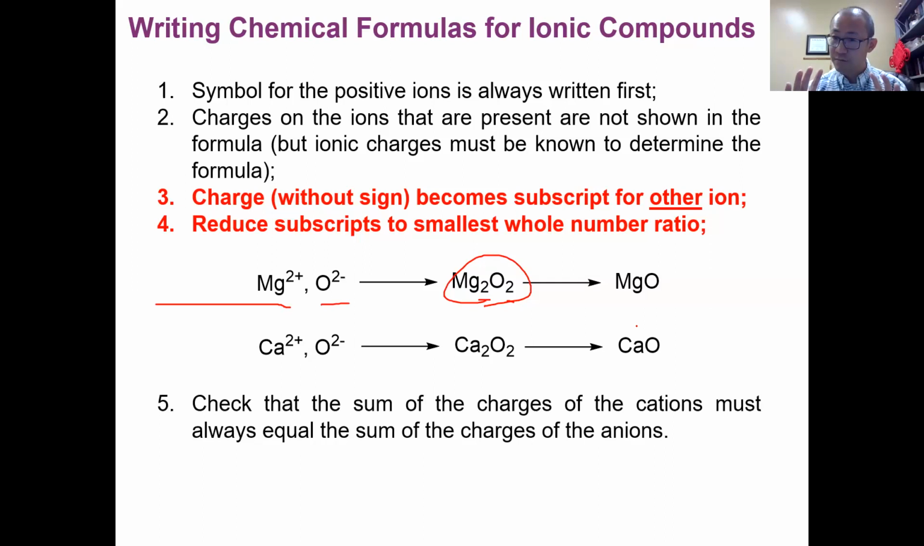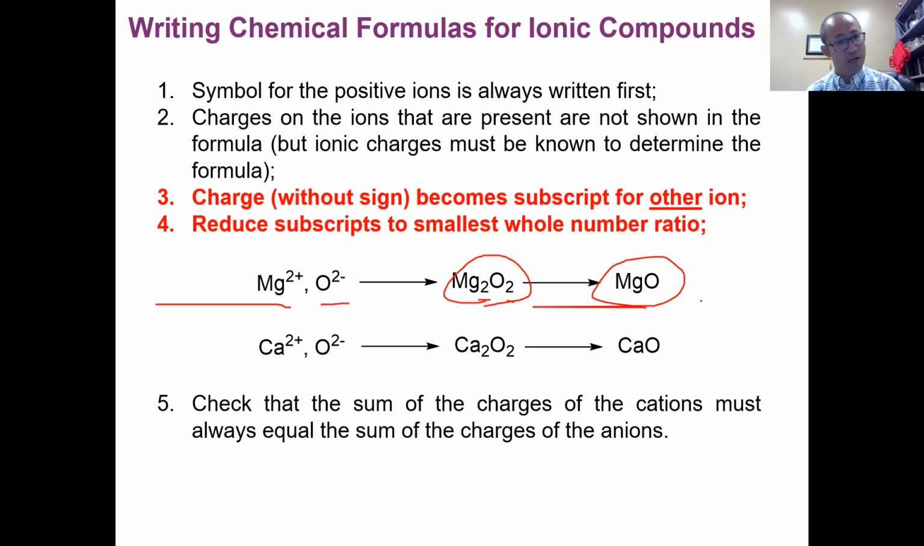We're not done yet. You have to reduce the subscript to the smallest whole number ratio. Because the 2 and 2 ratio can be reduced to what? 1 and 1. If that's possible, you have to reduce to the smallest ratio. So the correct formula is MgO, not Mg2O2. Mg2O2 is not a formula. You have to reduce to the smallest ratio, if reducible.